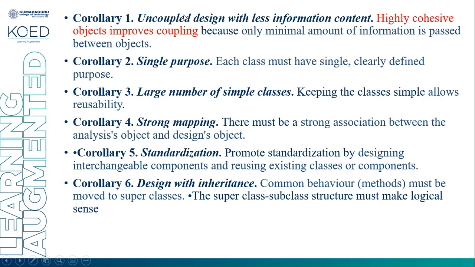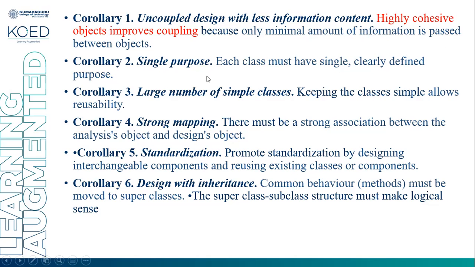Let us see what each corollary states. Corollary 1 is uncoupled design with less information content. That means highly cohesive objects improve coupling. Cohesive objects are objects that are self-sufficient or self-contained. Coupling stands for the information sharing between objects. If the information sharing between objects is high, the coupling is high; if it is low, the coupling is low. If the objects are cohesive and self-sufficient, only a minimum amount of information is passed between the objects.